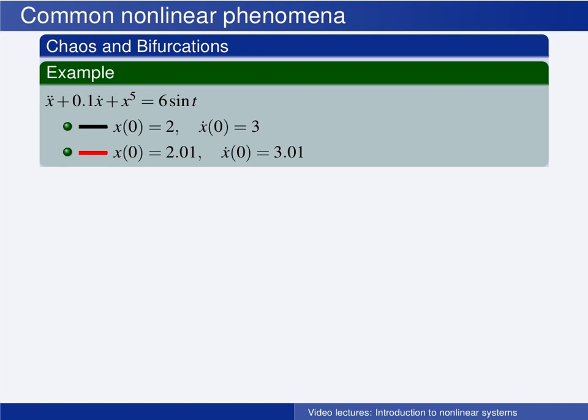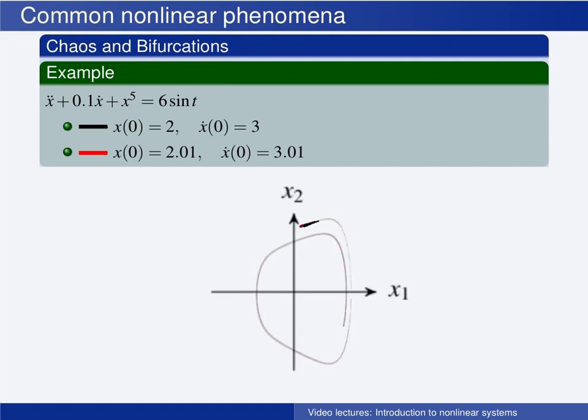One example of the latter is found in the system described by this differential equation here. We see that it resembles a linear second-order system perturbed by a sinusoidal input, from which we would expect a sinusoidal output in steady state. But then the system has this nonlinearity here as well. And because of this simple nonlinearity, the system demonstrates chaos behavior.